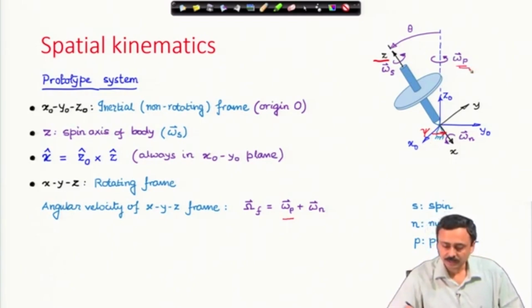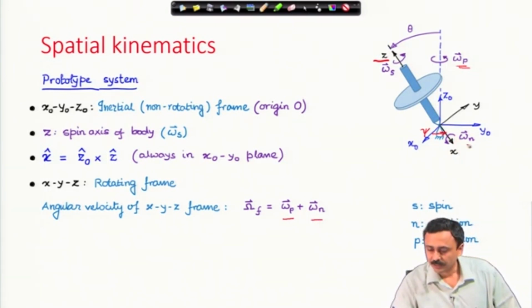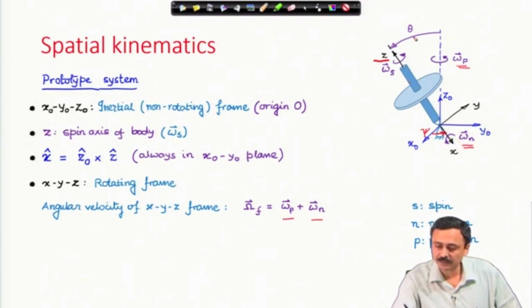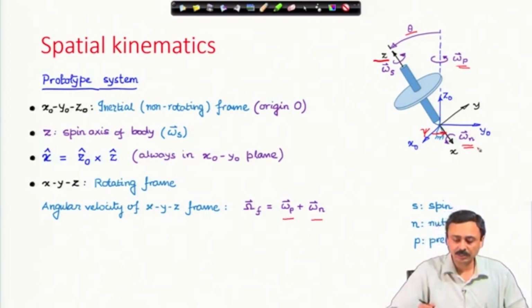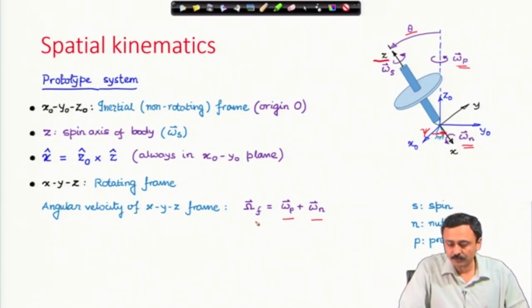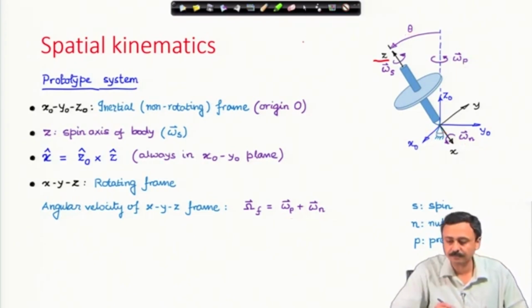This is one. The other is the nutational angular velocity about the x axis. If the body tilts, if this angle theta changes, then you have omega n. Therefore, theta dot, rate of change of theta, will give you the magnitude of the nutational angular velocity of the frame. Therefore, the frame angular velocity is composed of two parts, omega precession plus omega nutation. That gives us the angular velocity of the frame.